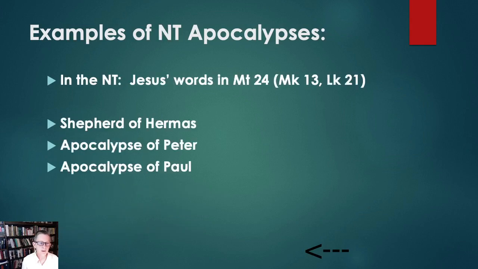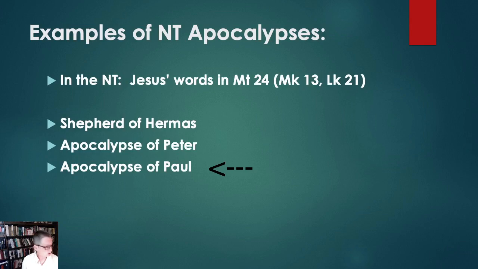Then we move on to some examples from the New Testament period. First of all, Jesus' words in Matthew 24, which correspond to Mark 13 and Luke 21, are apocalyptic in their intention. Not prophetic, but apocalyptic. The Shepherd of Hermas is a document that almost made it into the canon. Apocalypse of Peter and Paul are again pseudepigraphs. Peter and Paul did not write these documents.